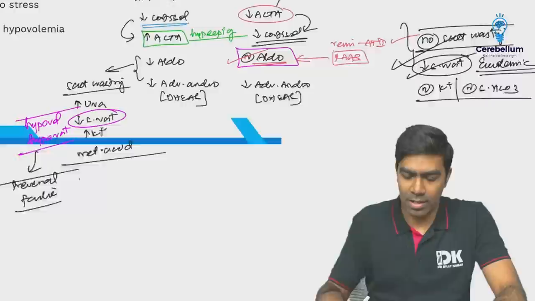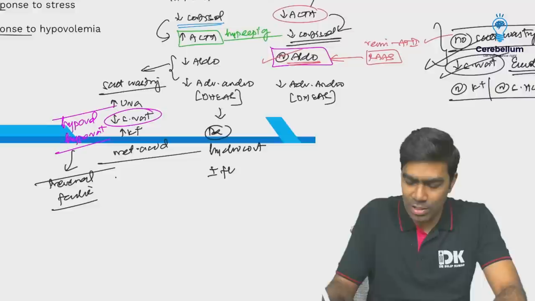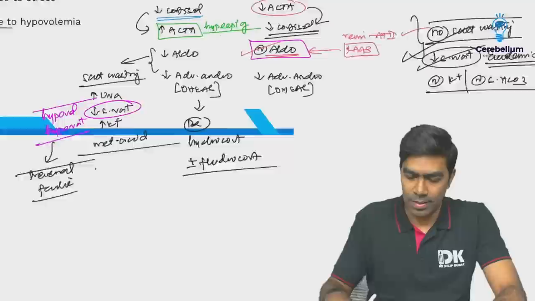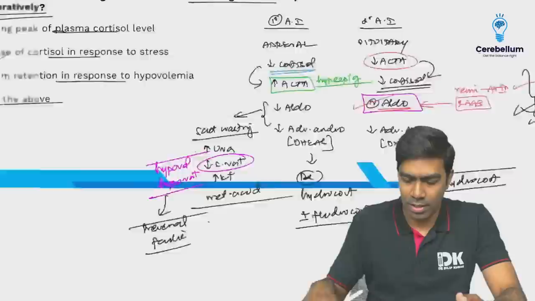Treatment here will be to give hydrocortisone, because you have to replace cortisol. Plus or minus, if there is severe salt wasting, you have to give fludrocortisone also. Fludrocortisone also has to be given. What about this one? Secondary, you don't need to replace fludrocortisone. Just hydrocortisone is more than enough. No need to give fludrocortisone. Hydrocortisone is enough.